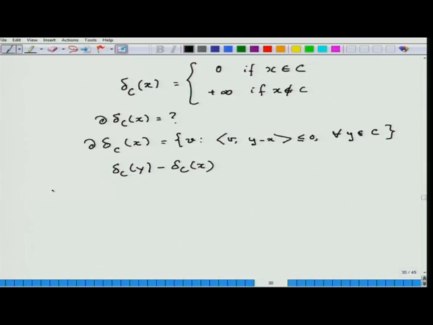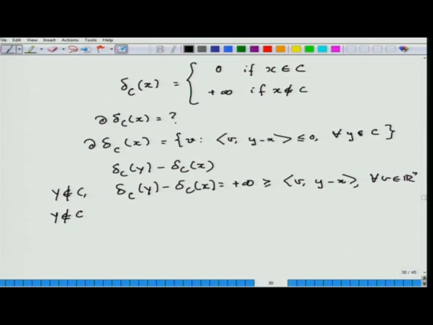So, if x is in C, this is always 0, and here it is either 0 or infinity. So, suppose y is not in C, then del C y minus del C x is nothing but plus infinity, which is greater than v times y minus x for all v in Rn. So, whatever v you take, this is anyway true, because this is a number and this is obviously less than plus infinity. Now, if y is in C, then del C y minus del C x is equal to 0, and any v which has to be a subgradient has to satisfy this. Because we have taken a particular y, we have covered all the y in Rn. So, the common v which satisfies both is the v which satisfies this, and exactly that is what we have written down there.